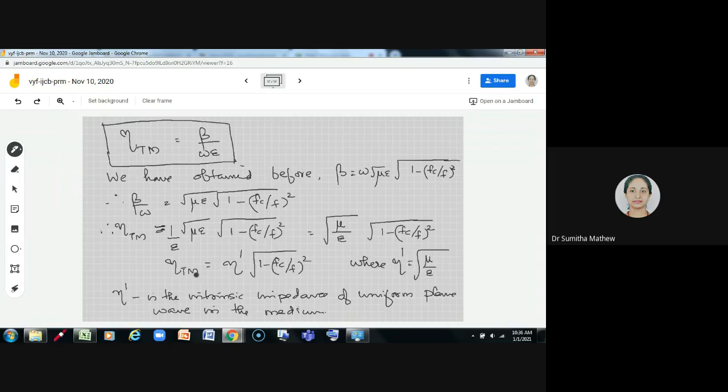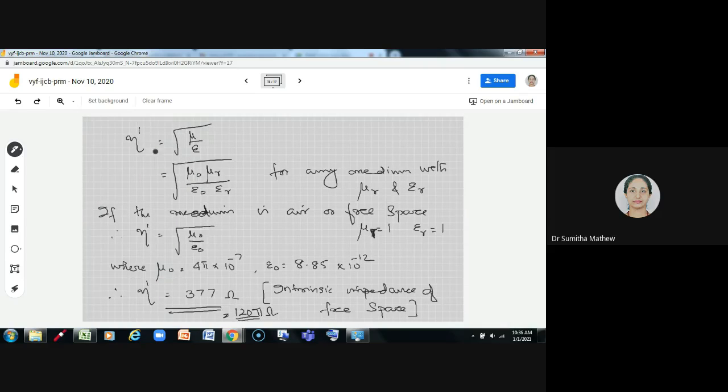So eta TM is equal to eta dash into root of 1 minus (fc by f) whole square, where eta dash is equal to this quantity, root of mu by epsilon. And eta dash is the intrinsic impedance of a uniform plane wave in the medium. In general, it is equal to root of mu by epsilon. Mu is mu 0 mu r, epsilon is epsilon 0 epsilon r, for any medium with mu r and epsilon r.